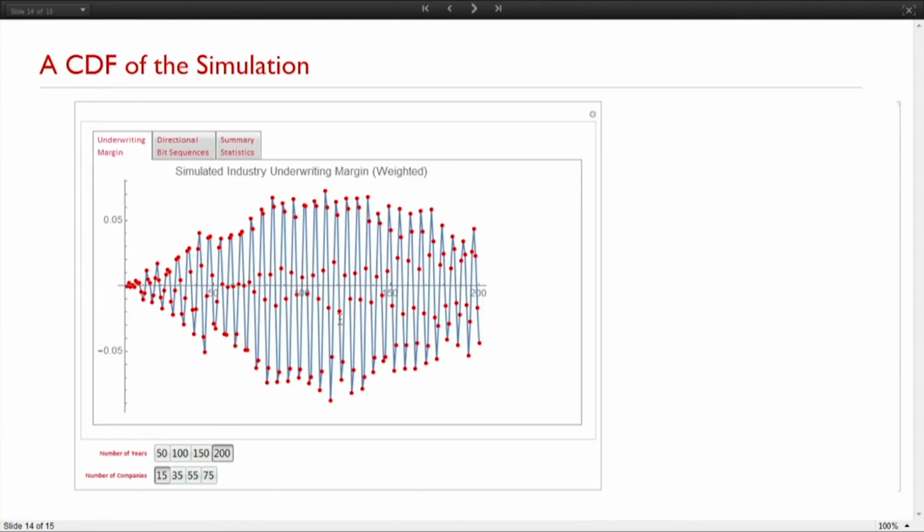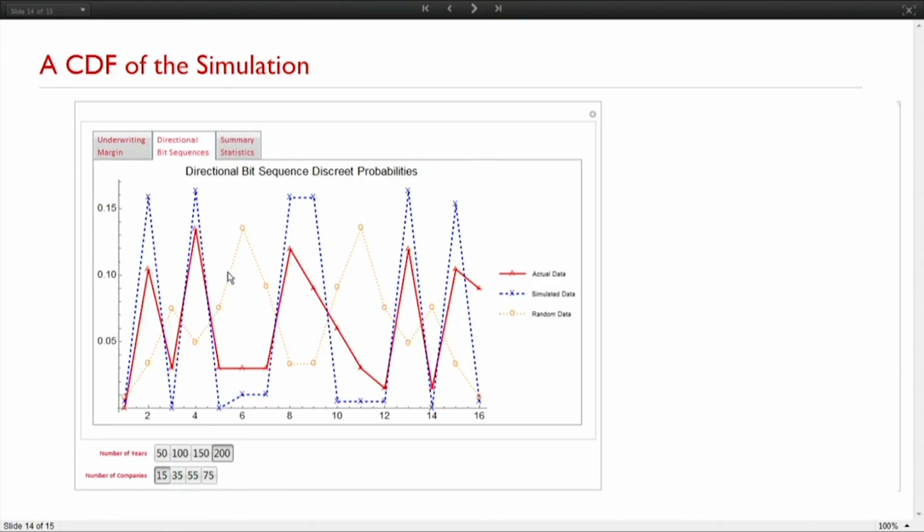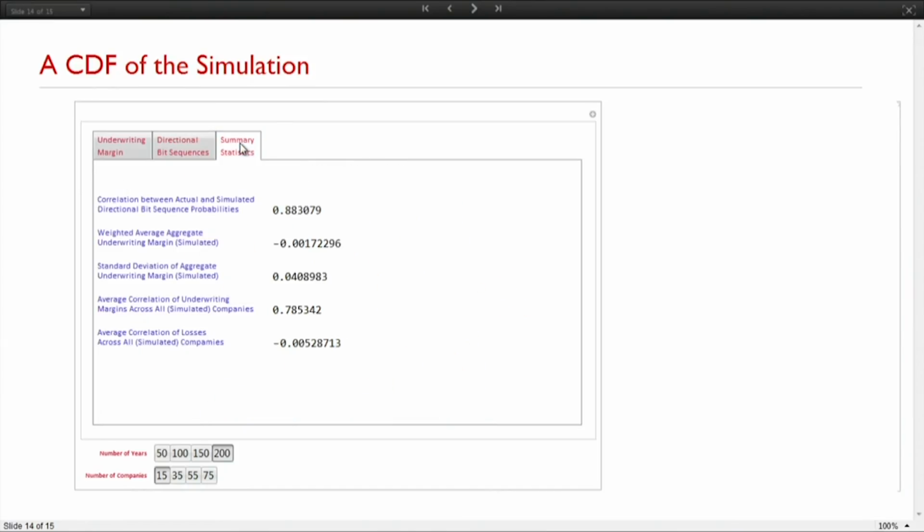Unless you're really tired, then it seems like it's long. Here we go. Now this one's very volatile. This one looks very volatile. It's all the way up to 5%. The directional bit sequences, again, match up almost always.